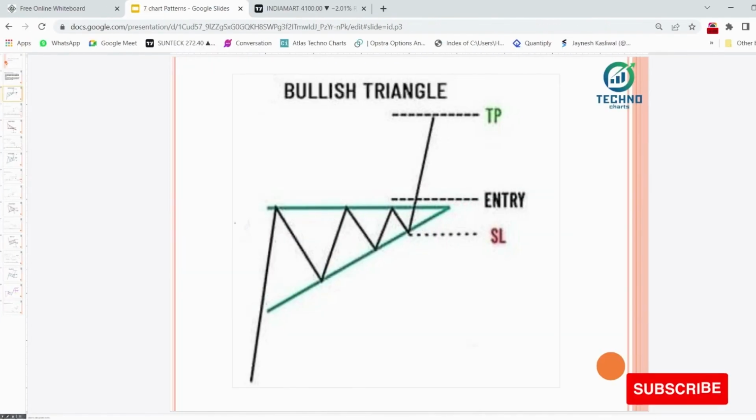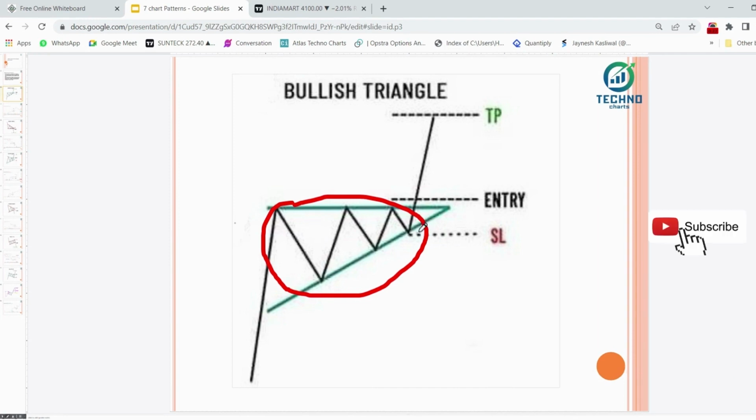The first pattern that we are going to talk about is the bullish triangle pattern. If you look at the pattern, you can see the volatility contracting in a tighter range. After the volatility contracts, the stock is going to break out. We are going to keep an SL at the lowest point of the breakout candle, or the lowest point of the triangle, that is this point, and then we are going to take an entry whenever the stock breaks out above this area.